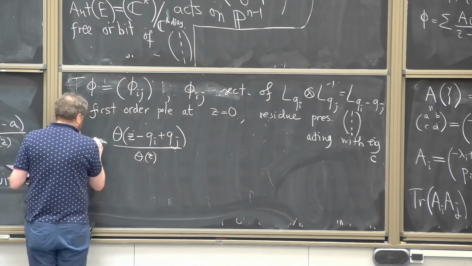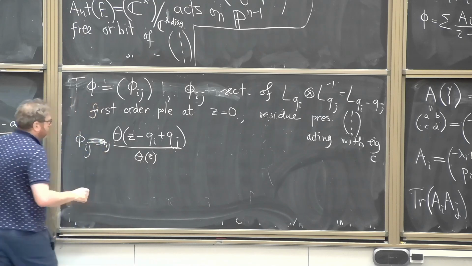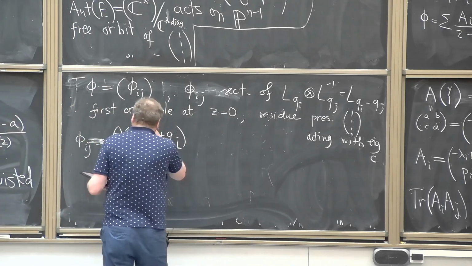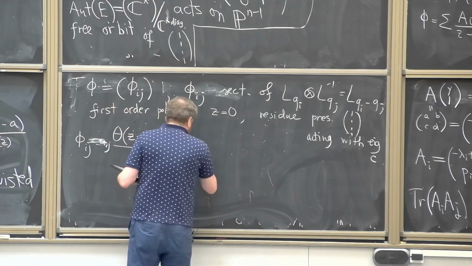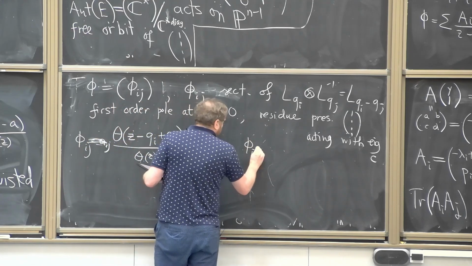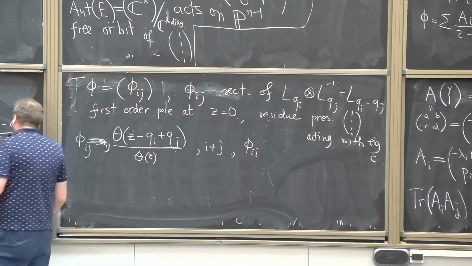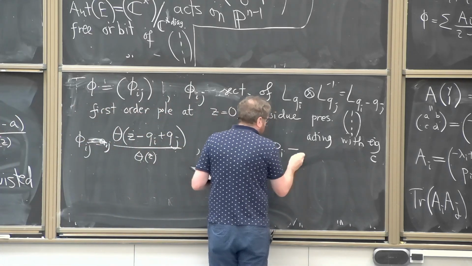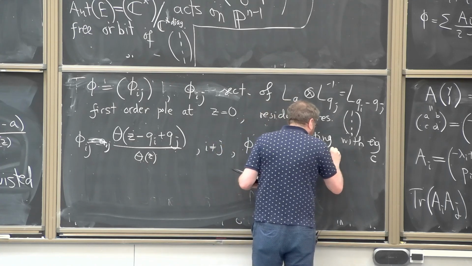So here we should put some aij. And of course, this is when i is different from j. And then phi ii is a section of the trivial bundle. So this is actually just some pi, which is going to be momentum variables.